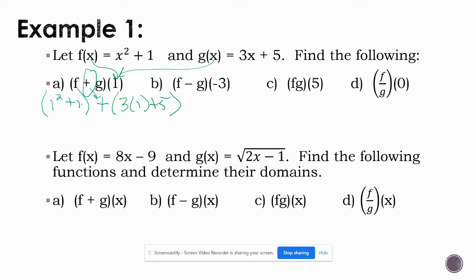Starting with the f function, we have 1 squared is 1. 1 plus 1 is 2. 3 times 1 is 3. 3 plus 5 is 8. 2 plus 8 is 10. So this answer is 10.